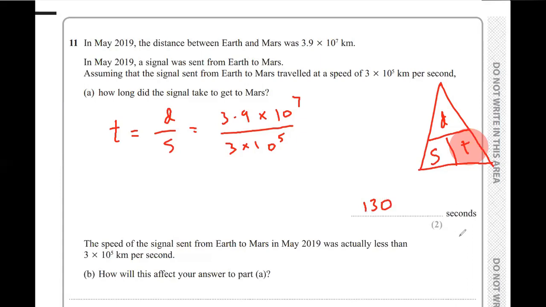Okay, so 130 seconds. The speed of the signal sent from Earth to Mars in May 2019 was actually less than this speed. How will this affect your answer to part A? Do you think the answer will become bigger or smaller? Bigger. It will be bigger. Okay. Moving slower, so it'll take longer. This will make the answer bigger.